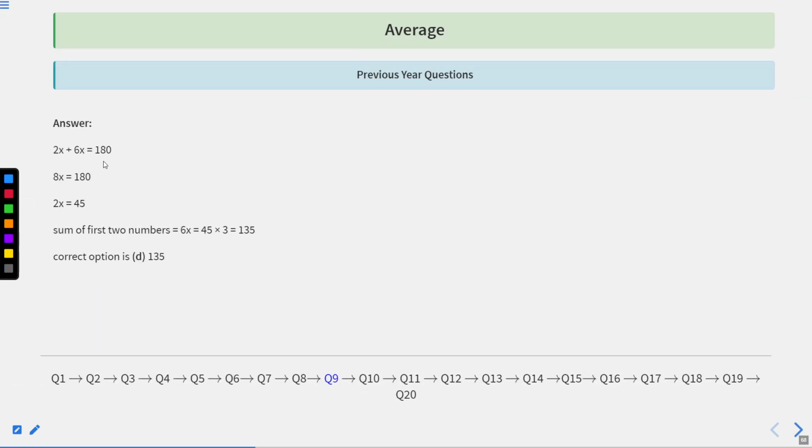So 2x plus 6x is equal to 180 and 8x equal to 180. So x will be 135. So the correct option here will be D, 135.